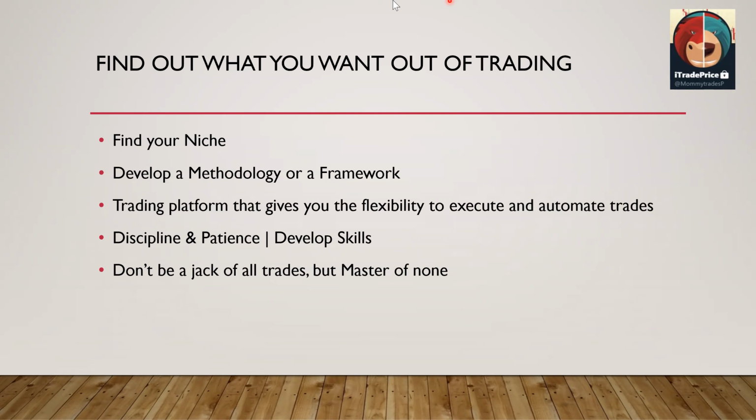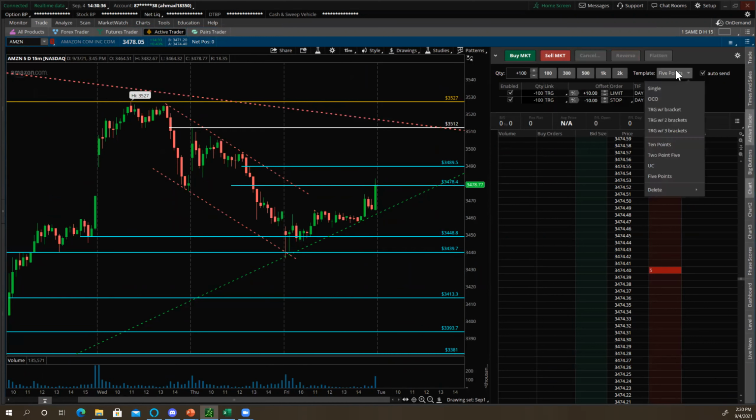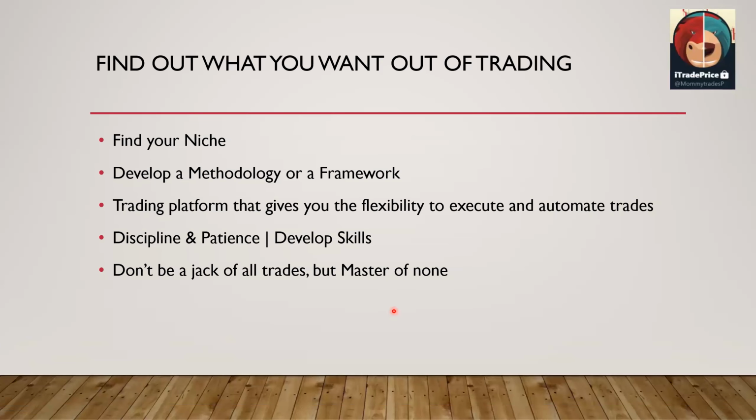And you should have a platform that gives you the flexibility to execute and automate trades, right? I like Thinkorswim. It has given me all the flexibility, all the tools, right? Like, I can make these templates for different kind of trades. I can save those templates. I can quickly pick my share size. If I want to trade an option, I can quickly just convert this from 3480 call to 3480p, right? By just entering C or P, I can enter the strike. I just change the strike here. We'll change the strike here. I can buy from market. So basically, you have to have a platform that is advanced, that is optimized for day trading, right?